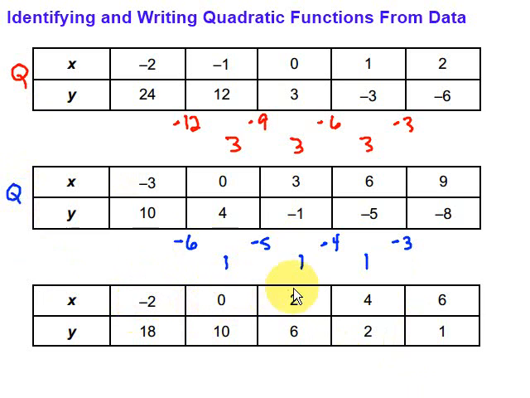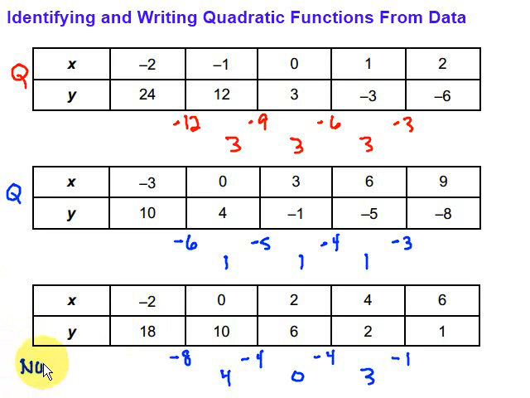-2, 0, 2, 4, 6. The x values are constant, so we're good there. Then the y's, let's check those. So 18 to 10 is going to be -8. 10 to 6 is -4. 6 to 2 is -4. And 2 to 1 would be -1. Okay, so the differences between those would be 4. That would be 0. That would be 3. Second differences, not constant, so this is not quadratic.